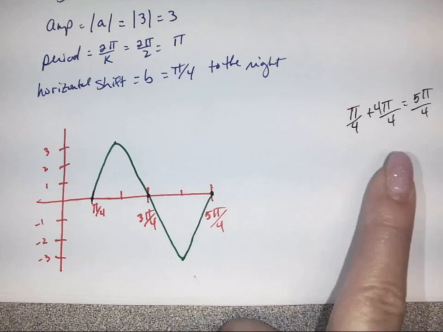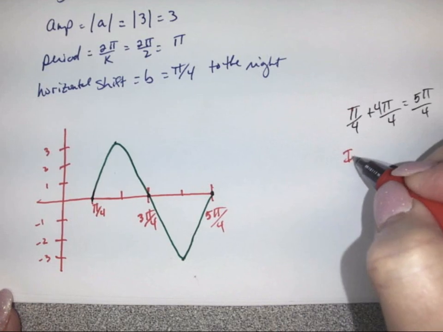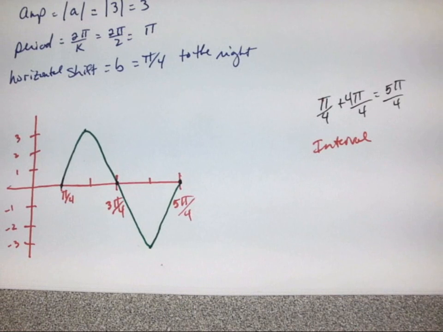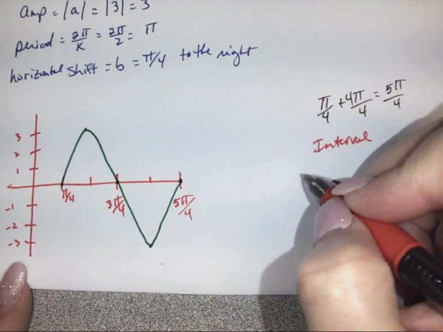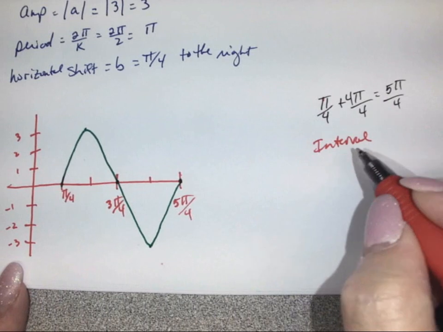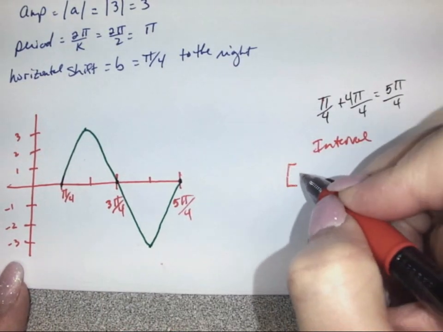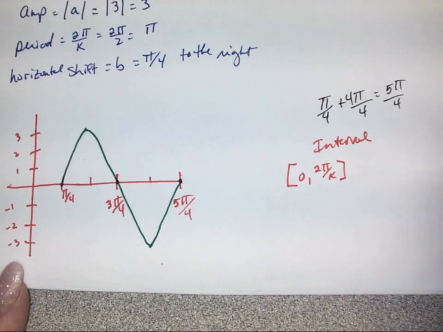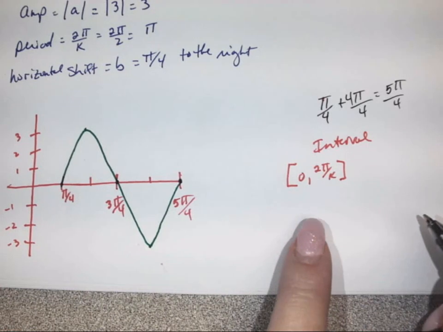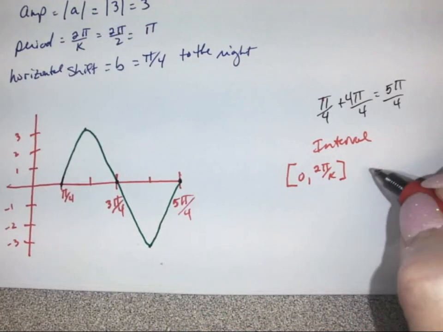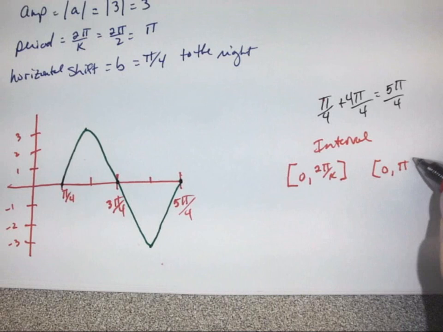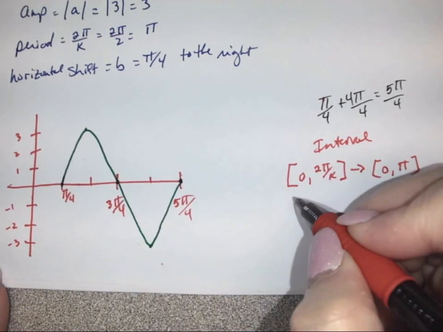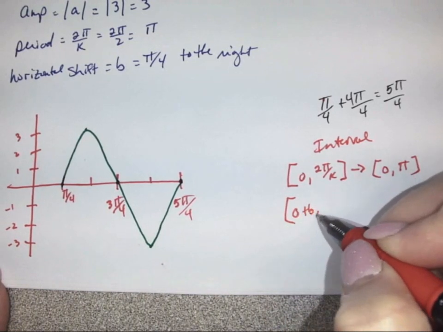And let's pause for just 1 second. If I wanted to find the interval, let me detail this out just a little bit more for you, just so you make sense with it. So if we're looking at the interval, on this interval, we know normally it's going to be 0 to 2 pi over k. And our k got us to pi, so we know that it becomes 0 to pi for this graph. But because we had a phase shift, we have to add the b to both parts.